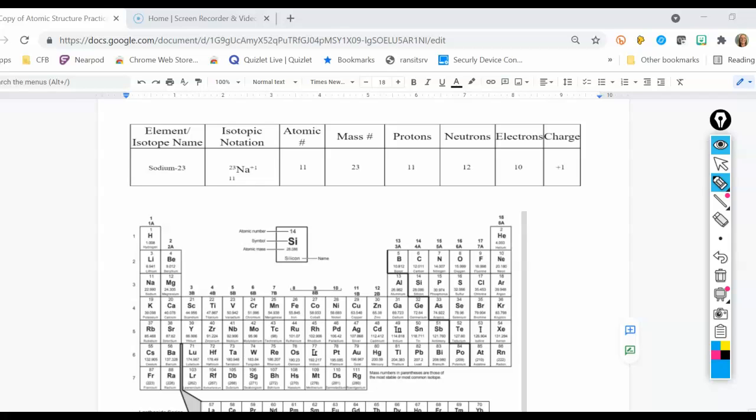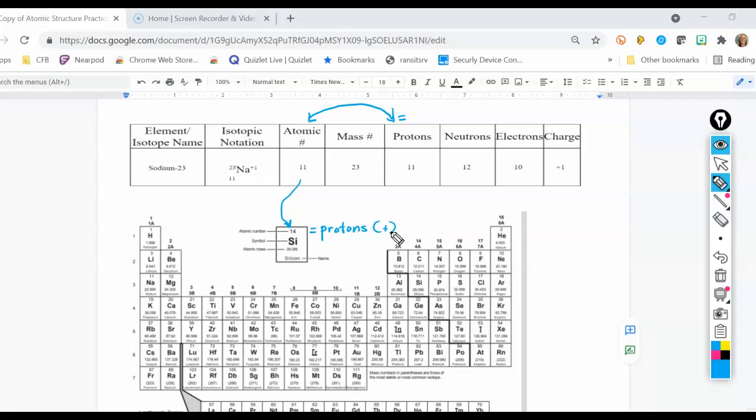What I want you to take a note of is that your atomic number comes from looking at the periodic table right here. And what you need to remember is that atomic number is actually equal to the number of protons. So atomic number and protons are the same thing. So you could write this equals protons. Okay, and let's remember that protons have a positive charge because that's going to come up later.